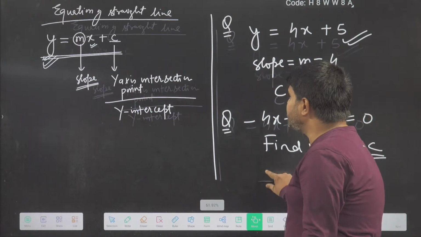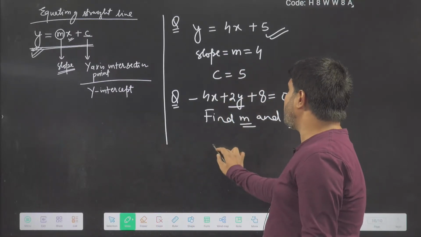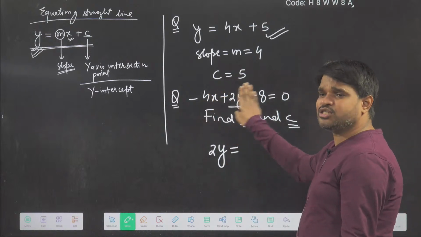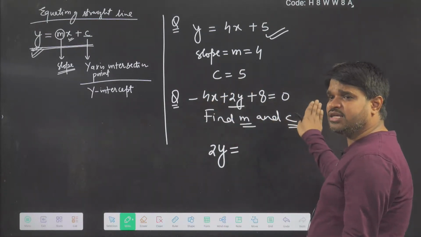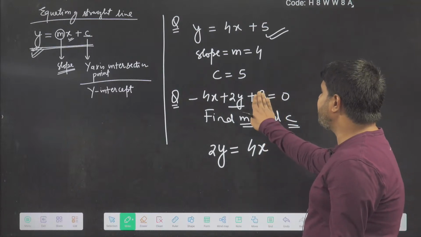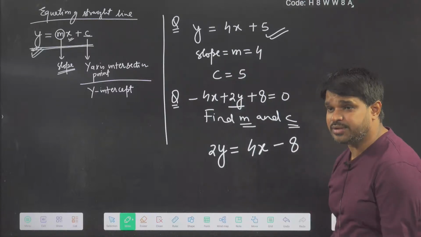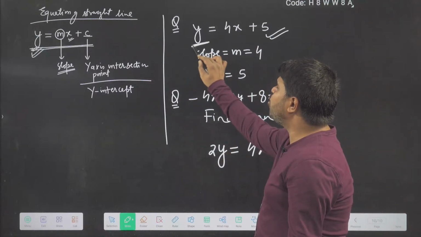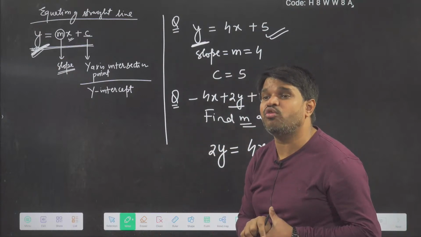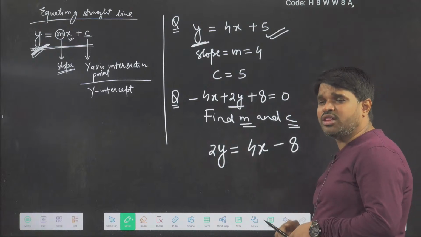So y should be alone on one side. Keep 2y on the left hand side. Now take minus 4x here. When you take minus 4x here, you get 4x. When you take plus 8 to the right side, you get minus 8. But see, y is not alone here. Y has a coefficient. So whatever is the coefficient of y, bring it to the other side.